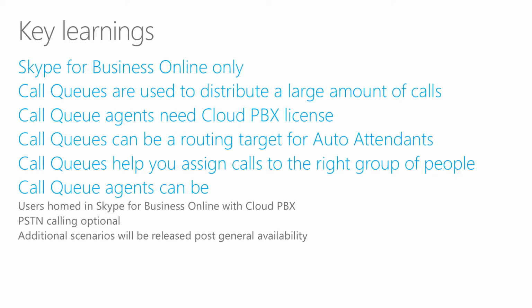So let's talk about our key learnings for today. The call queues are for Skype for Business Online only. We use them to distribute a large amount of calls. The call queue agents need to have a Cloud PBX license. A call queue can be a routing target for auto attendants, or they can be dialed directly. A call queue can help you assign calls to the right group of people, and a call queue agent can be a user homed in Skype for Business Online, licensed for Cloud PBX. They don't need to have PSTN calling, and we will release additional scenarios moving forward.